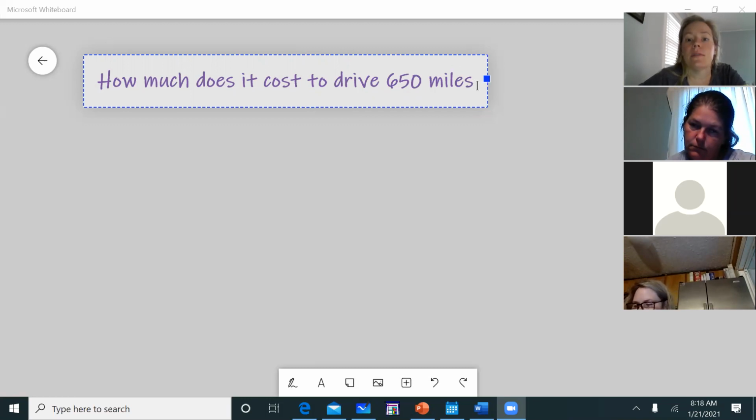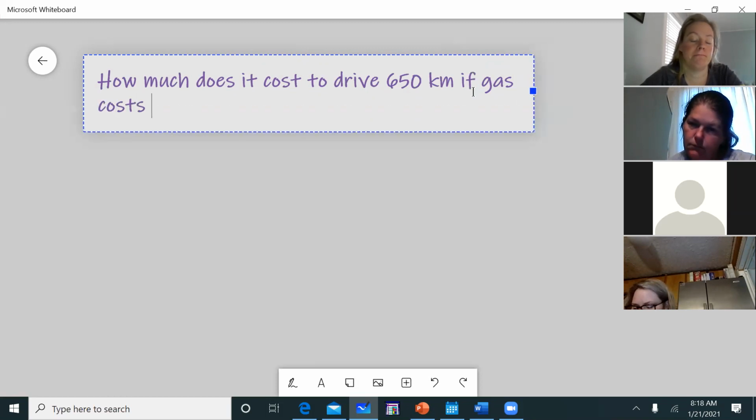Okay, how much does it cost to drive 650, I'm gonna say kilometers, if gas costs, I don't know, what does it cost now? Is it like just over $2? Something like that? Okay, we'll say $2.19 per gallon.